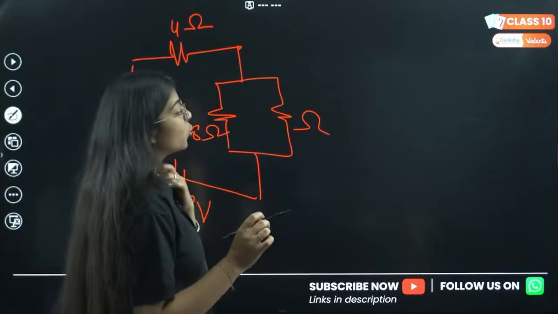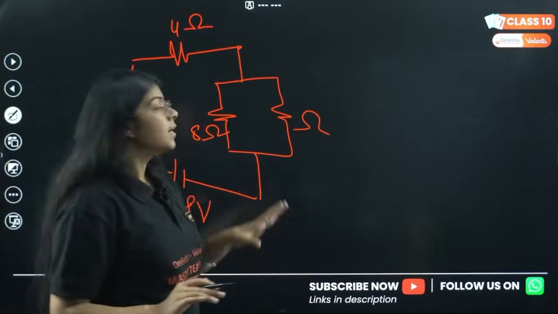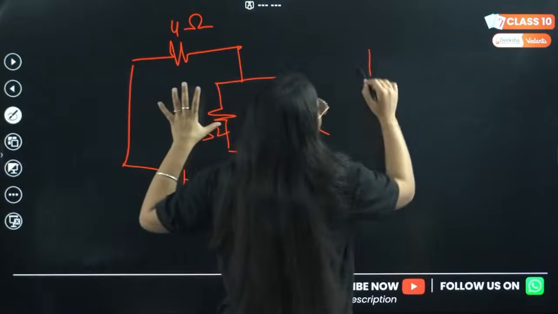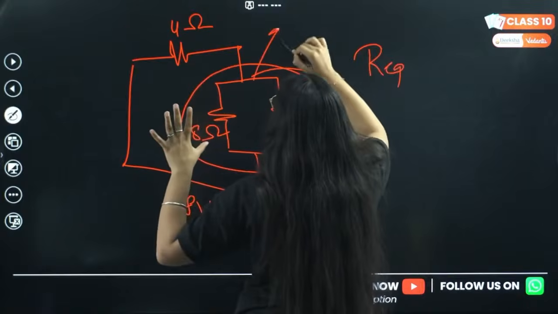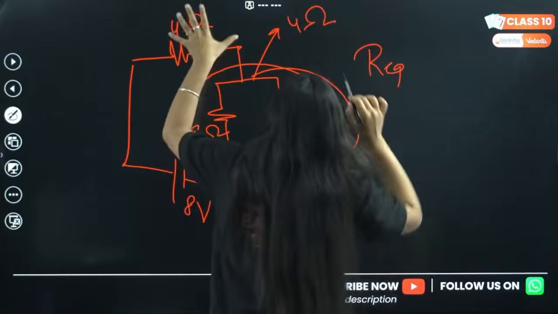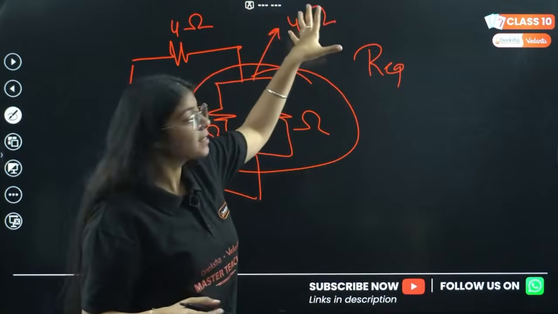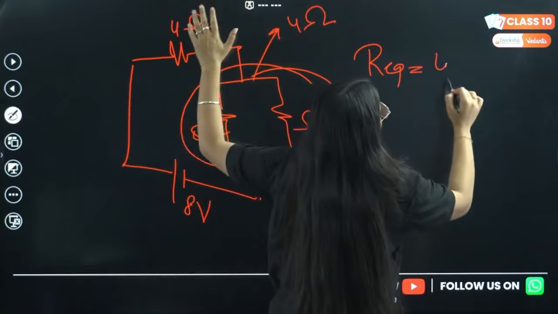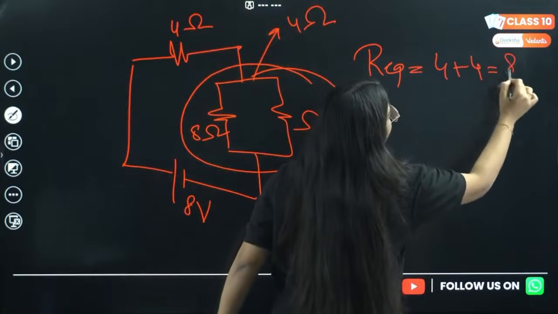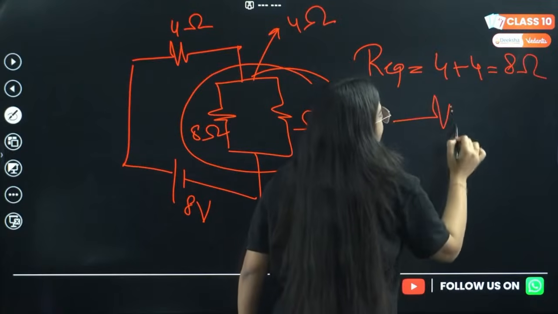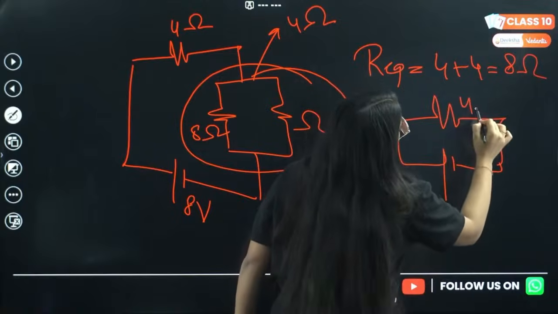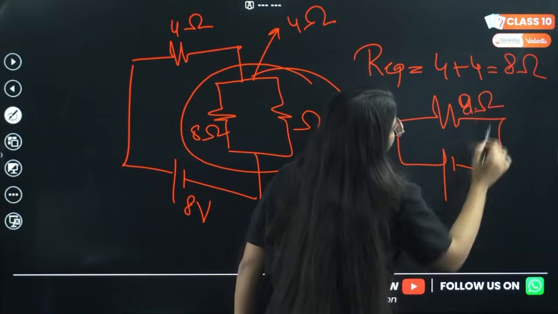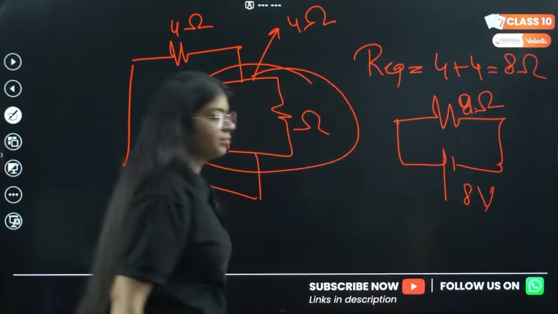What we need to do is find the current in this circuit. So first I will find the equivalent resistance. Now the equivalent resistance of this part, we already calculated, was 4 ohm, and both of these are in series. So 4 plus 4 will be 8 ohm. So this will be my new circuit. Now my dear children, is that correct? And this will be 8 volt. Correct?